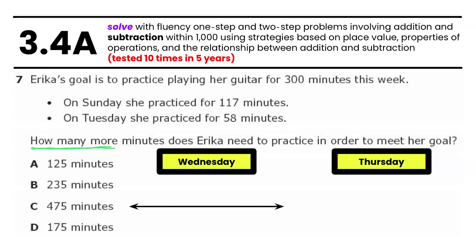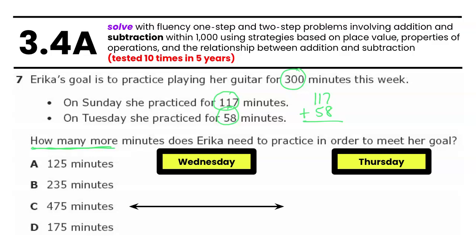real-world problems. What we see here is that we're going to have to add the times that she practiced on Sunday and Tuesday and then subtract that from her goal of practicing 300 minutes this week. So we would start by adding those two times for Sunday and Tuesday. You can do this using the standard algorithm if you want to, since you've taught that to your students already.